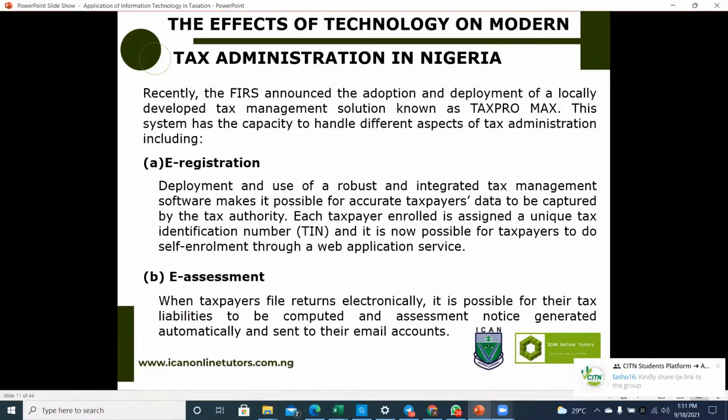Okay, so now let's look at the effects of technology on modern tax administration in Nigeria. The effects of technology on modern tax administration in Nigeria.